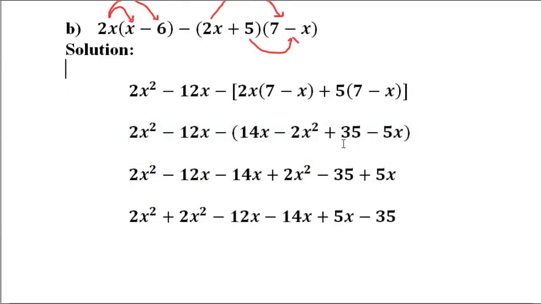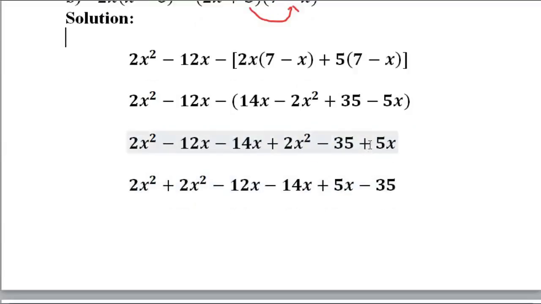Since we have a negative sign before the parentheses, I'll multiply the negative sign by each term in the parentheses to get the negative of the expression. We have negative times positive 14x, negative 14x, negative times negative 2x squared, positive 2x squared, negative times positive 35, negative 35, and negative times a negative 5x, positive 5x. Now for this expression, I'm going to rewrite it with all of the like terms next to each other.